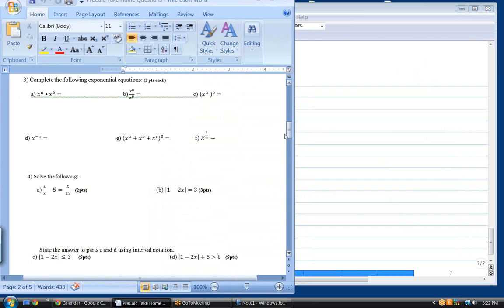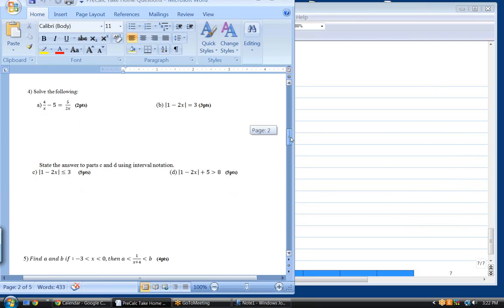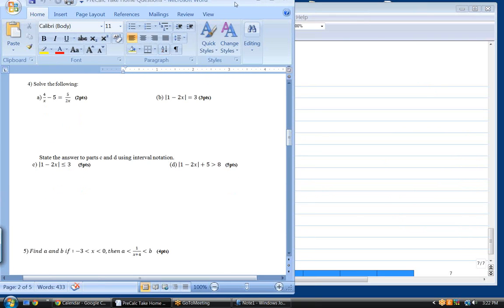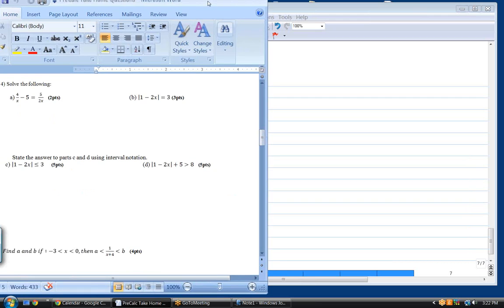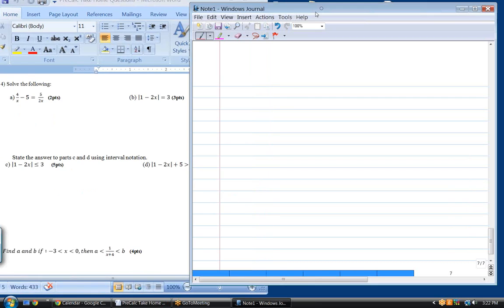All right, let's look at number 4. This is a simple algebraic equation.